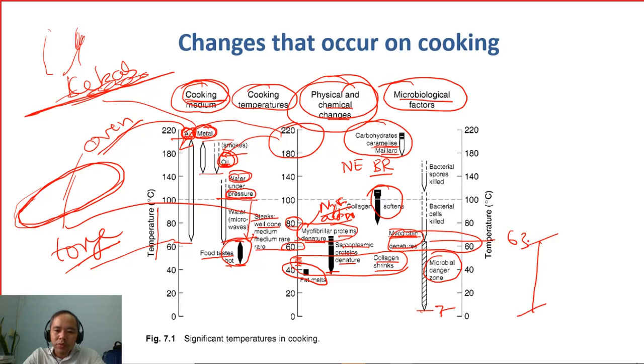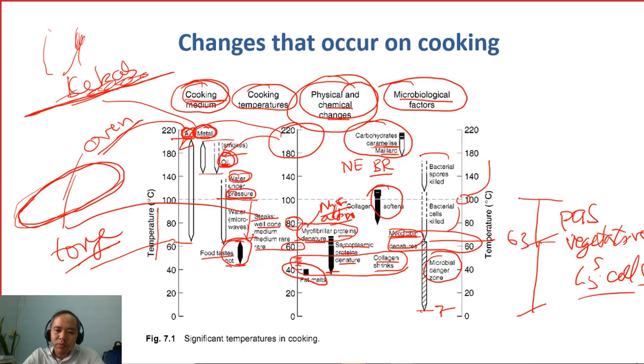Okay? But if you heat up the product above 60 to 100, this range of temperature is similar to pasteurization. You destroy microorganisms, but you only destroy living cells, the vegetative cells. Vegetative means living cells of microorganisms. You cannot destroy spores. But when we go cooking or heating above 100, then we can also destroy the spores of bacteria, for example. Okay, so good.